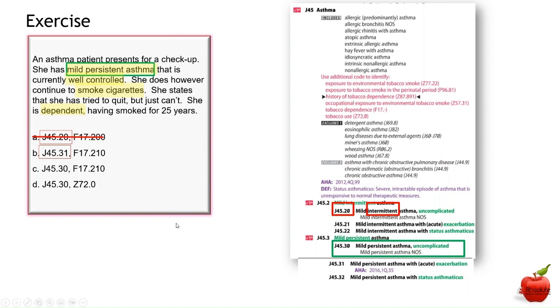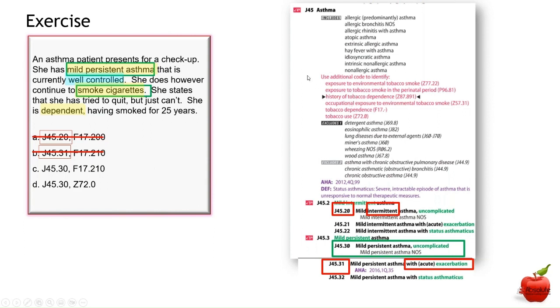So let's take a look. What is J45.31? What is that telling us? It is mild persistent asthma, but it is with an exacerbation. There's no mention of an exacerbation. This patient's mild persistent asthma is well controlled. So we're going to eliminate that. Remember, exacerbation means it's getting worse. That is definitely the opposite of well controlled. So we would eliminate B, and they are a smoker.